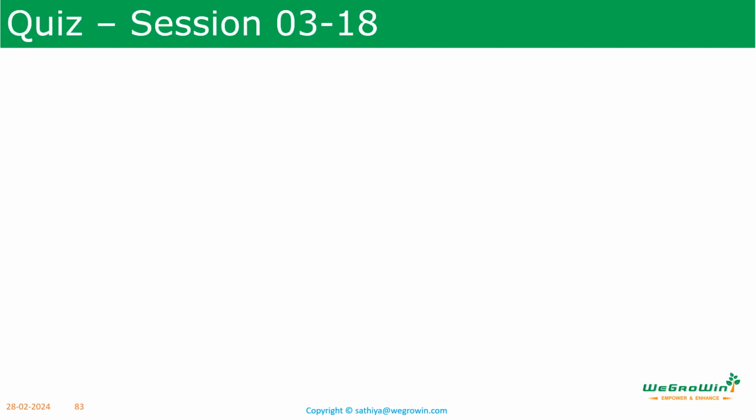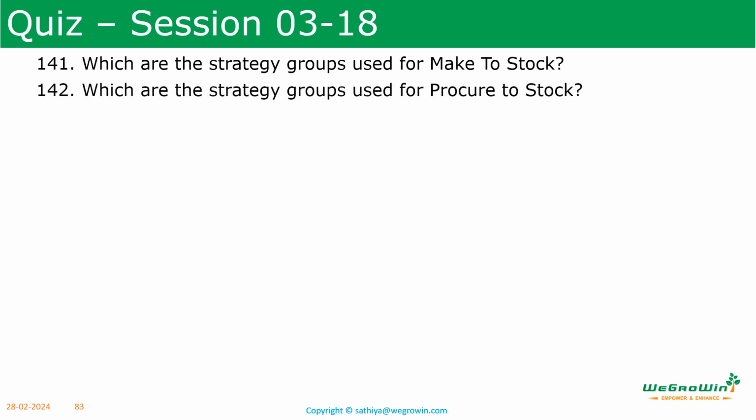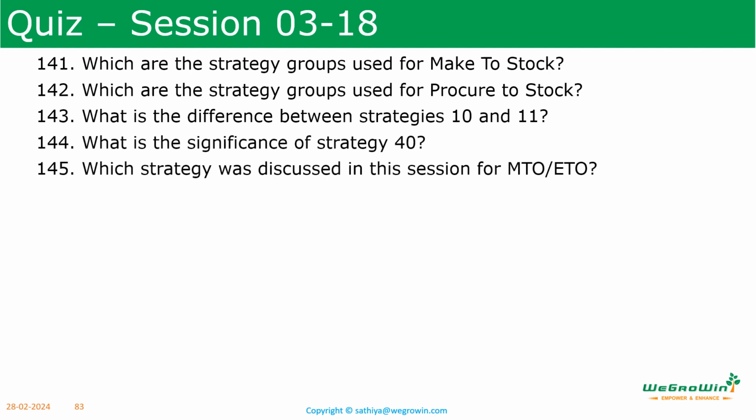So to refresh our knowledge, let us see some quiz questions for this session. Which are the strategy groups used for make to stock? Which are the strategy groups used for procure to stock? What is the difference between strategies 10 and 11? What is the significance of strategy 40? Which strategy was discussed in the session for ETO and MTO? Do we need a plan for ETO, MTO items?